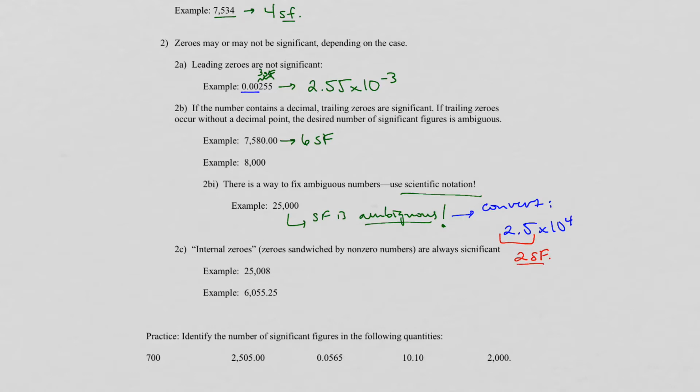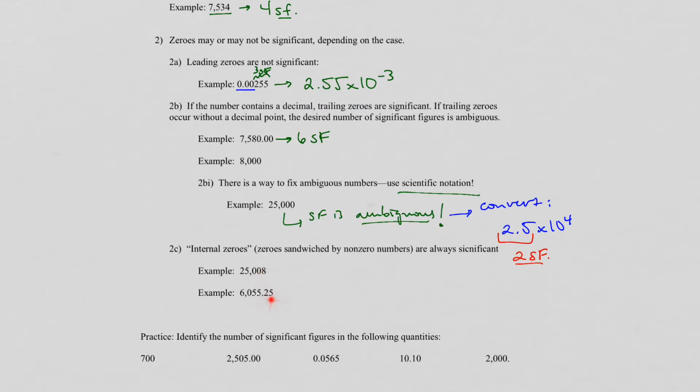The last case for zeros is internal zeros, zeros sandwiched by non-zero numbers. So these 2 zeros in between this 5 and this 8, this 0 in between this 6 and this 5, things like that. Those are always significant because we know those are in fact zeros, because we have numbers after to show where the measurement continues.